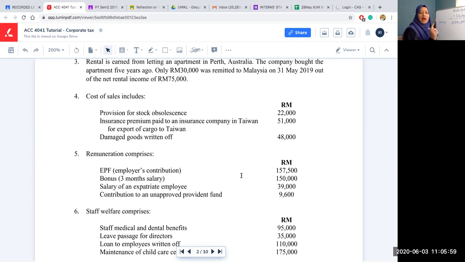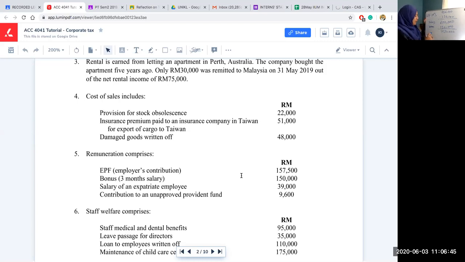So, sekarang ni you nak tahu how much is the EPF. The law says that EPF, you can allow 19%. So, you kena check lah the amount paid for EPF, 157,500 ni, is it more or less than 19% of the salary and bonus. In this case, bonus, 3 months salary kan? Bonus is 150,000. The total remuneration to a Malaysian, because EPF only for Malaysian. Kalau salary for expatriate tak kira, ya. Right? So salary plus bonus, that means here have 750,000. So this is the total remuneration paid to Malaysian employees.